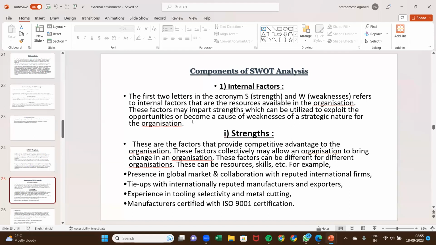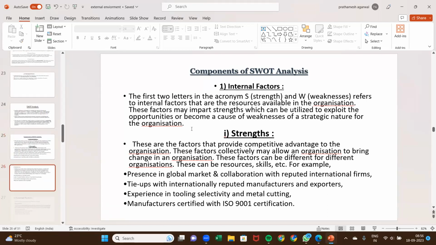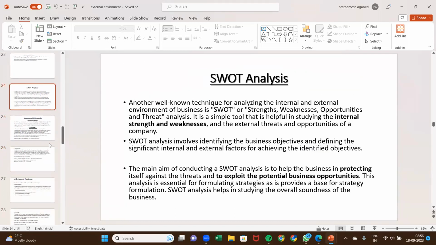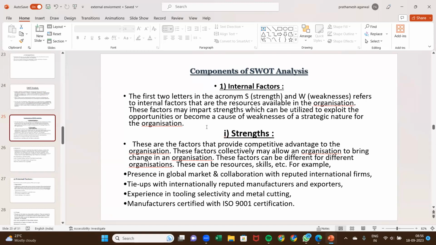Exploit means look at the opportunities and use them, or become a cause of weakness of a strategic nature for the organization. What does that mean? Sometimes the strength can be used for opportunities, or the strength itself becomes a weakness. All right. So let's see. These are the factors that provide competitive advantage to the organization. I'm going to just take strengths and stop today. Competitive advantage to the organization.